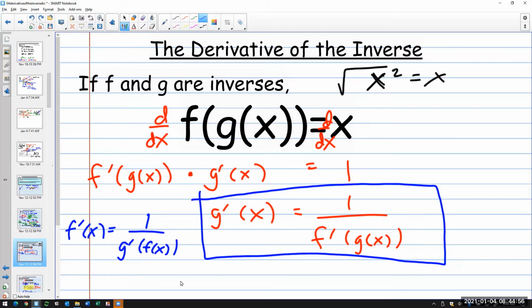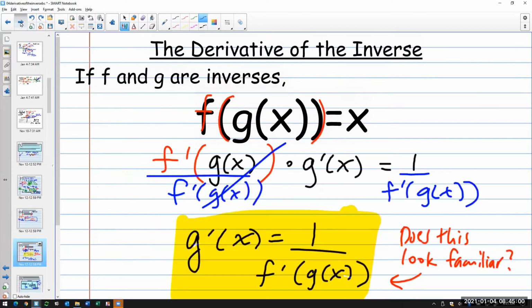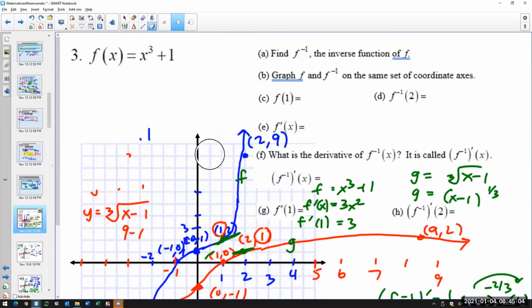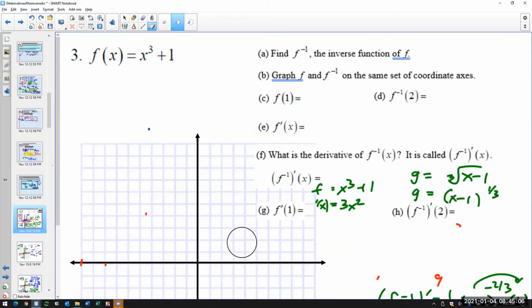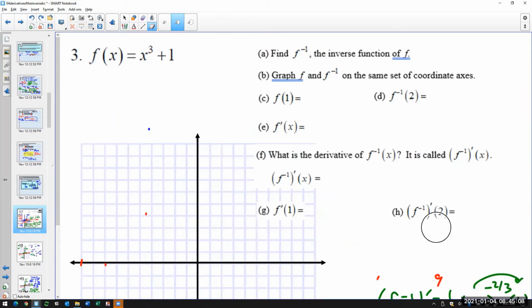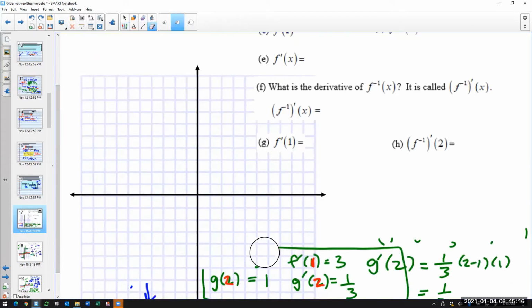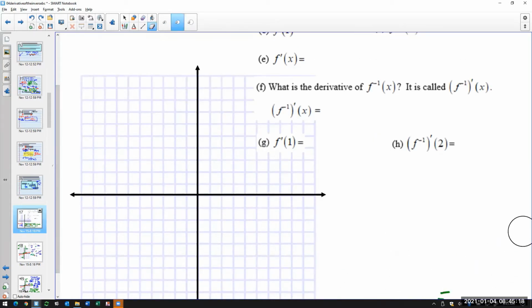All right, so what does this mean? Let's go look at this function, x cubed plus 1. So I'm going to move to this function here, x cubed plus 1. What I'm going to do is find the derivative of f and the derivative of its inverse, and look to see what happens.